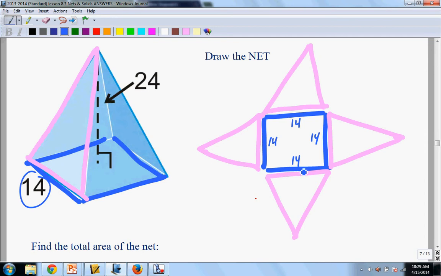Okay, look up here, guys. Ready? Put your hands like this. Imagine you have a pyramid. Watch very carefully. This 24 is what's called the altitude. It's down from the very apex to the smack dab middle of the base. When we unfold it, that's where the apex meets.